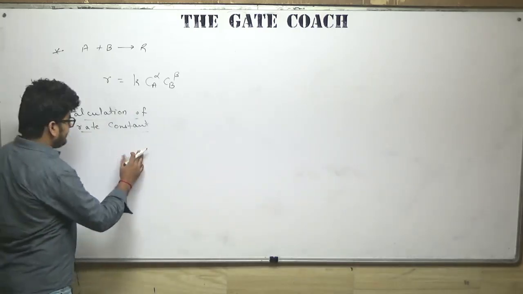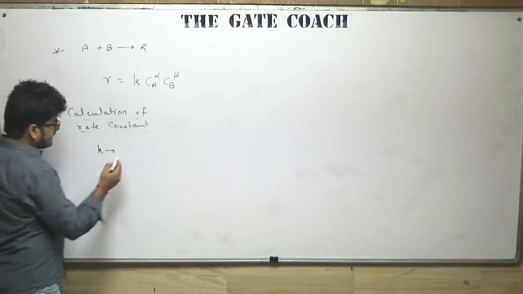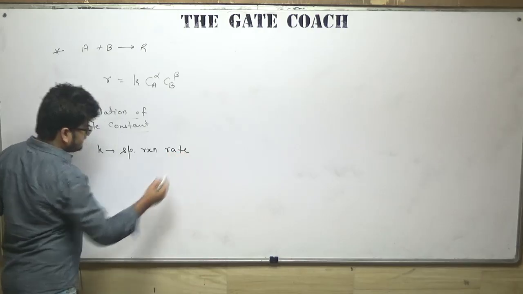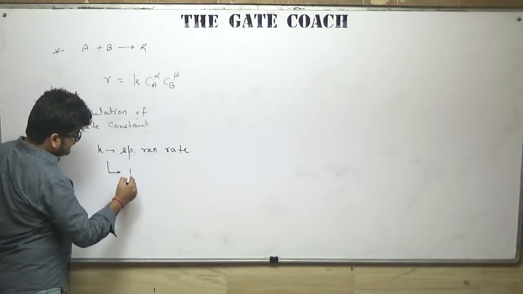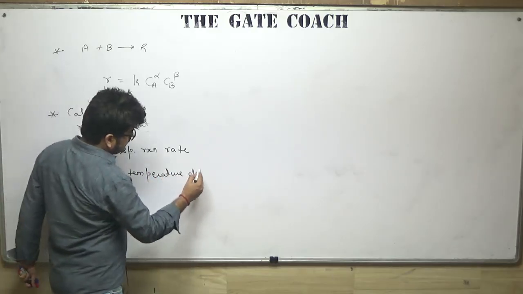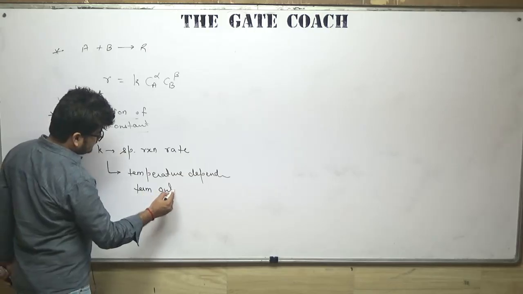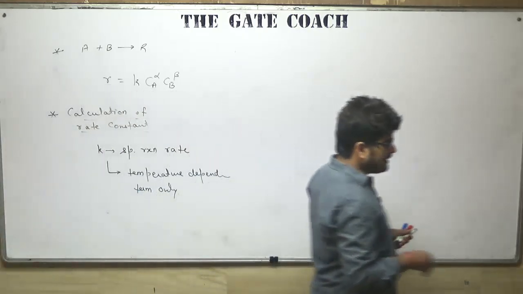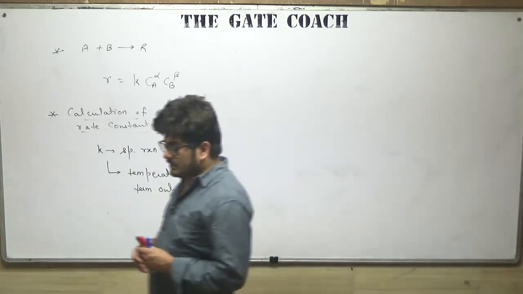Calculation of rate constant K. So first let's talk about the rate constant K. Rate constant K, also known as specific reaction rate, is a temperature dependent term only. Okay, rate constant K depends only on temperature. Why? That we will discuss in solution thermodynamics.